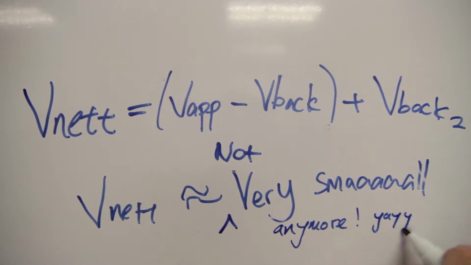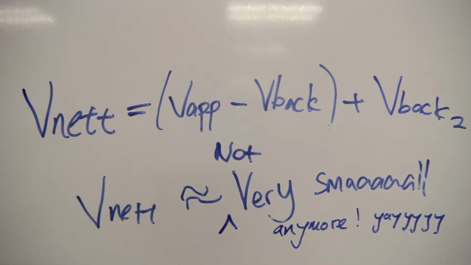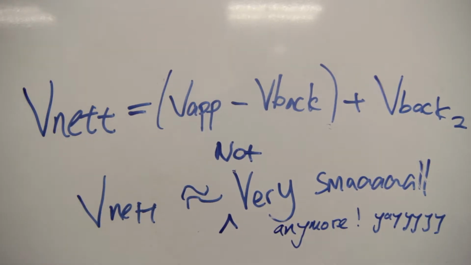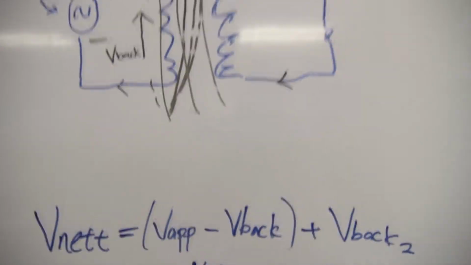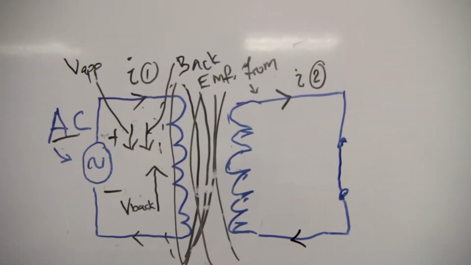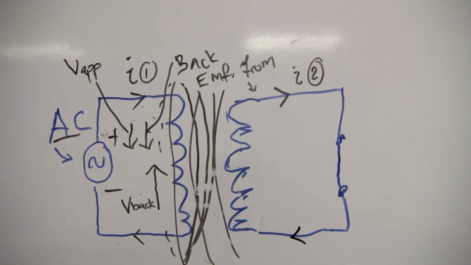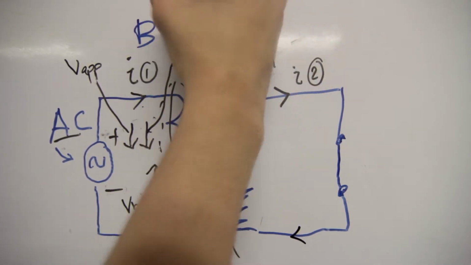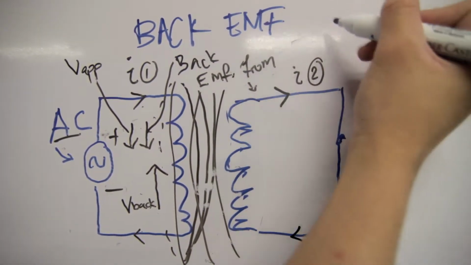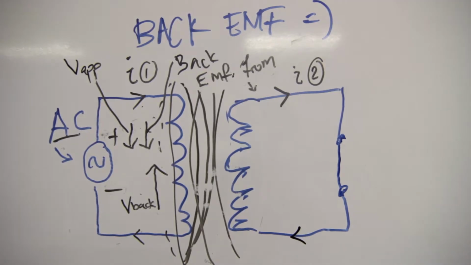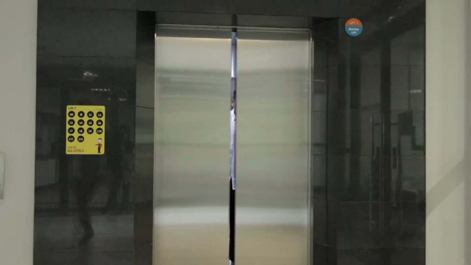Yay! So that's pretty much it. A brief idea about back EMF, specifically in a transformer. I hope you really understand, and I tried to simplify everything for you. And now let's move on to the next topic, which will be presented by Mr. Pravin. Apparently he's stuck in an elevator. I'm just going to think of a way to save him.